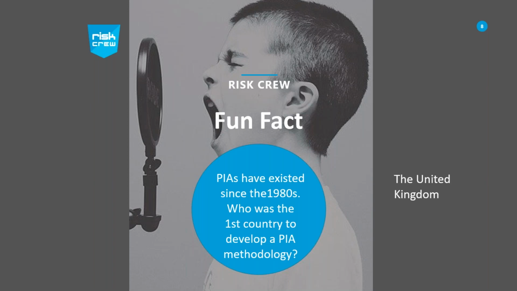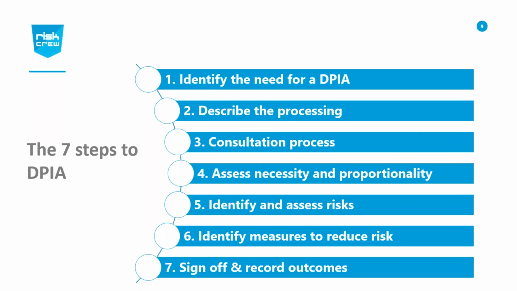So now we're going into the nitty-gritty of this. 7 steps to a DPIA. These are the steps that are needed in order to get a comprehensive DPIA, something that can be used. And the first step is to identify the need for a DPIA. What is it about the process, and what is that categorical characteristic you're going to say that this is the reason why you need to carry out a DPIA?